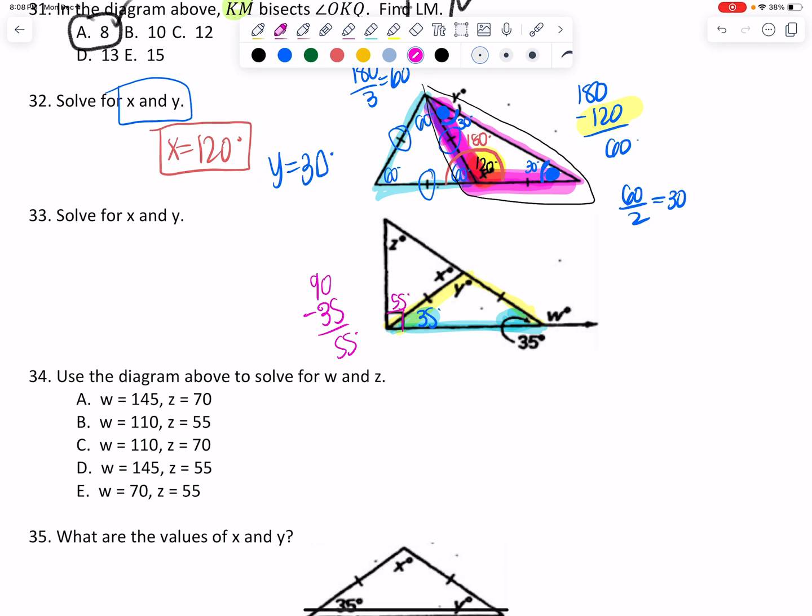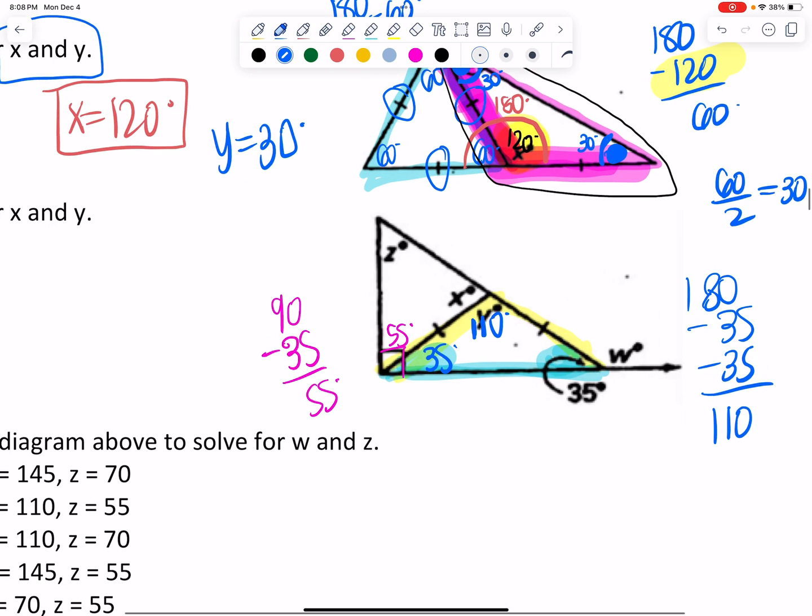To find angle Y, I'm going to do 180 minus what I've spent at the two other angles in that yellow triangle. So 180 minus 35 minus 35 gives me 110 degrees for Y. Y is 110. So I found Y. Let's check that off.